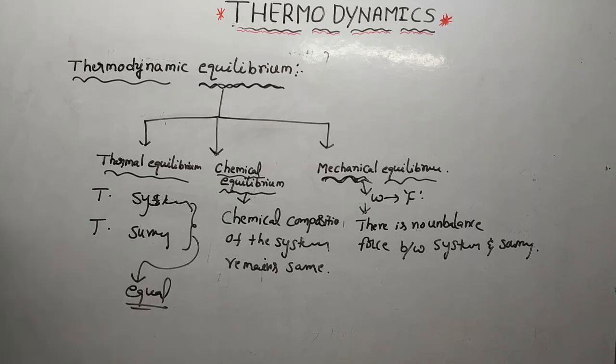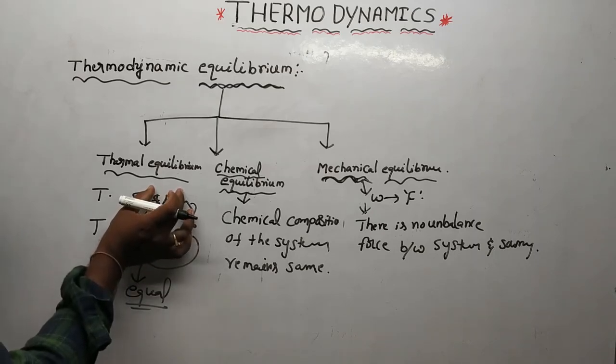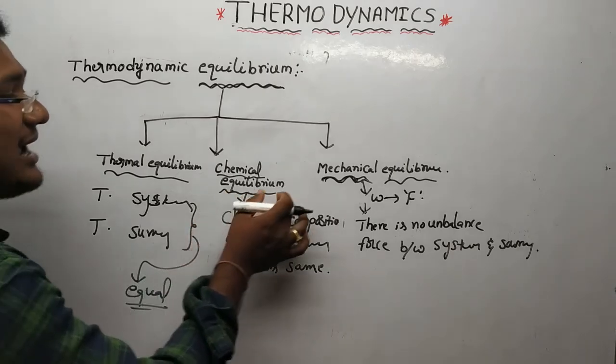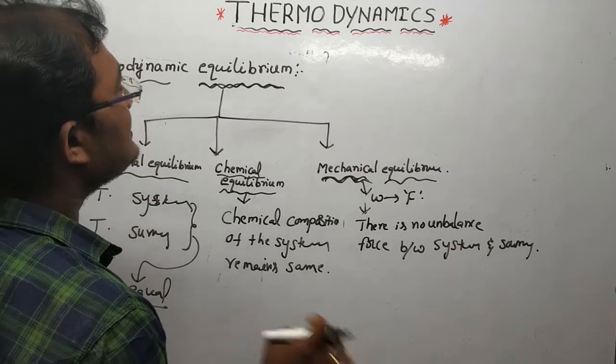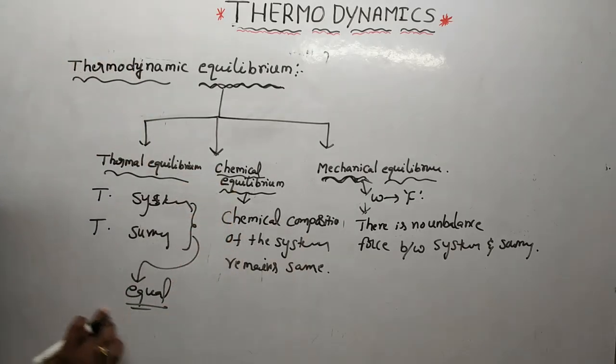If the system simultaneously obeys thermal equilibrium, chemical equilibrium as well as mechanical equilibrium, then we can say that that system exhibits thermodynamic equilibrium.